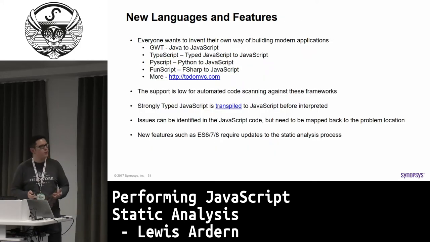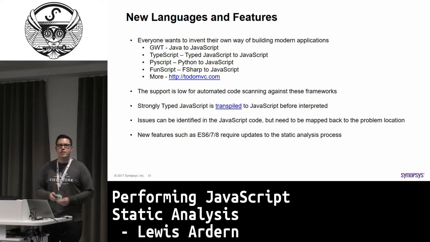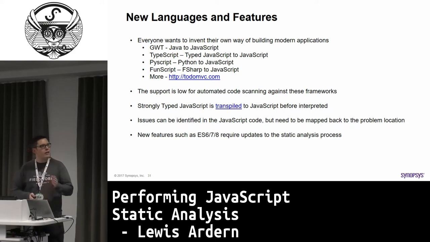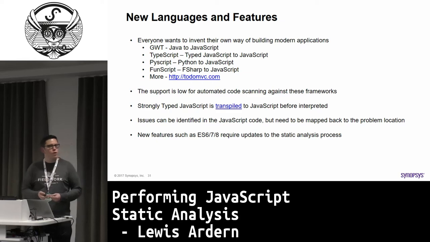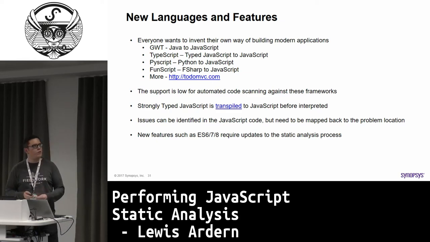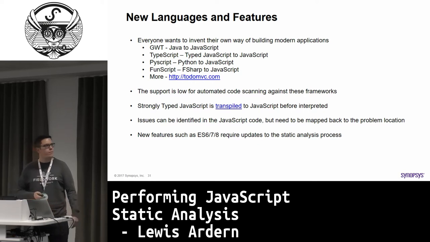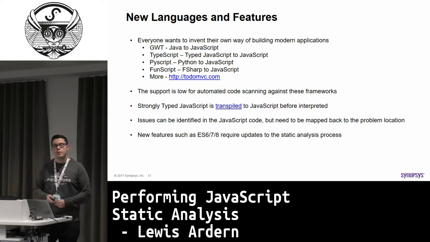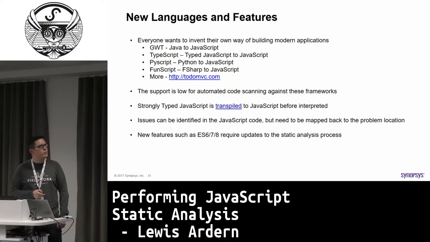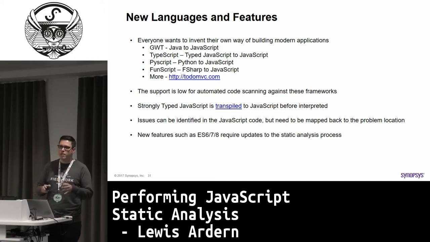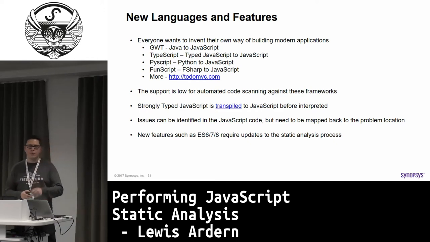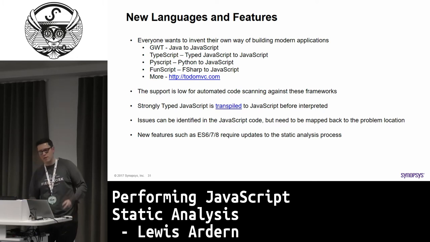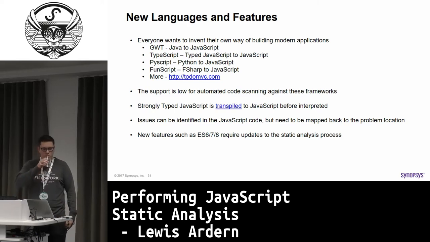And JavaScript is universal in many ways. It's in the Internet of Things, it's on the server, it's in the browser, and a lot of people want to create unique solutions to problems, and they sometimes have to convert them into JavaScript for it to be adopted and used. So there are things like GWT for Java to JavaScript, TypeScript, which is strongly typed JavaScript to JavaScript. There's also PyScript for Python to JavaScript and FunScript for F-sharp to JavaScript. And there's a lot more.